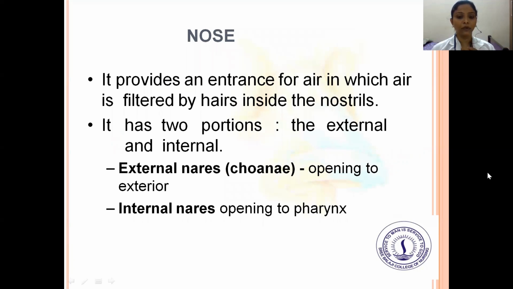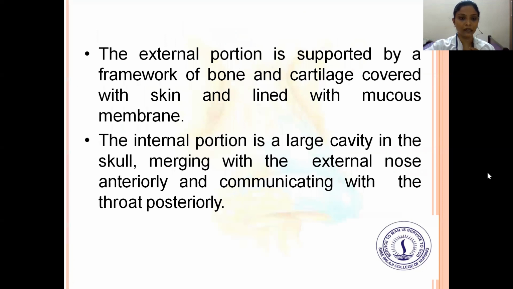Next, the nose. It provides the entrance for the air, in which air is filtered by the hairs inside the nostrils. It has two portions, that is, the external nares and the internal nares. The external nares open to the exterior, and the internal nares open towards the pharynx. So these are the two parts of the nose.